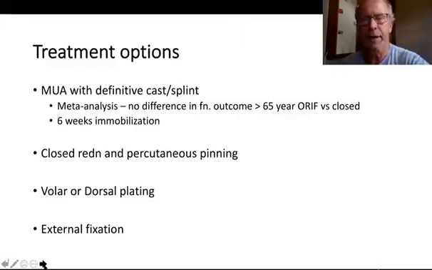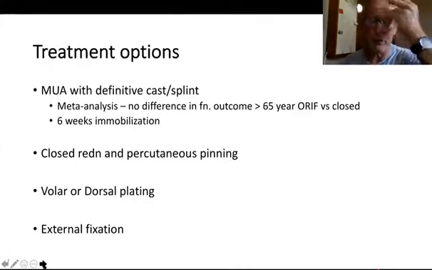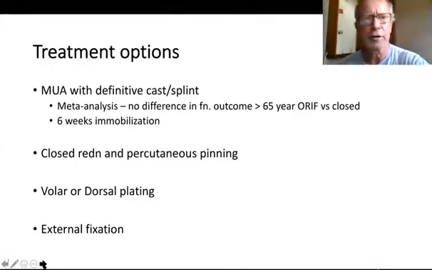Okay, and if you're going to treat this way, then you want at least 6 weeks of immobilization. So be in the cast or splint for 6 weeks. So that would be your option. And if you go the route of definitive cast, if it's an elderly patient, I'd probably accept what they've got anyway.